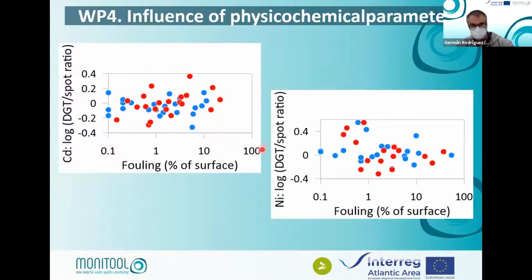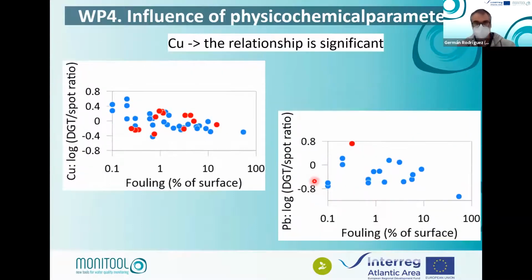Very low fouling and a lot of fouling, more than 10%. Again here we have the ratio of DGT to spot ratio. In the case of cadmium there is no relationship. In the case of nickel there is no relationship, but in the case of copper there is a significant relationship.